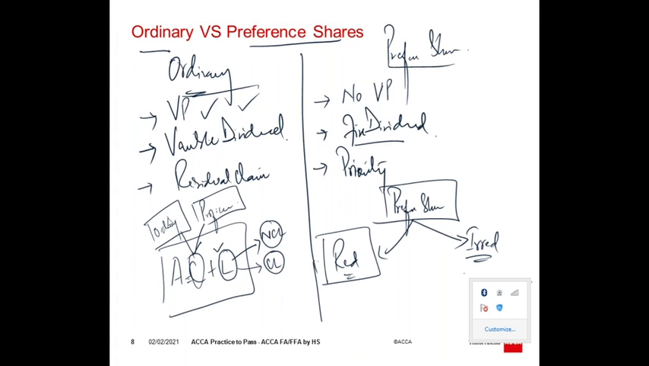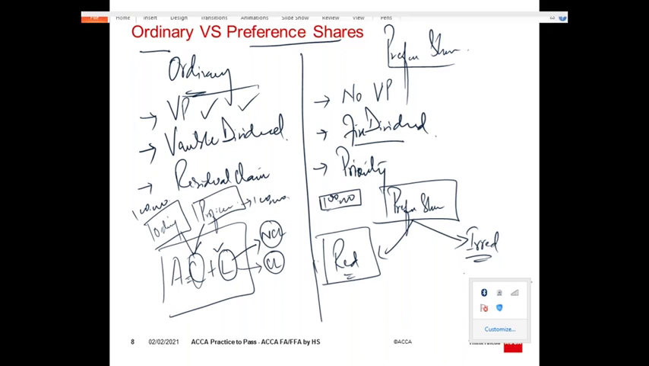Like if preference shareholders have invested 1 lakh, ordinary shareholders have invested 1 lakh, and a company has only 1 lakh rupees for distribution to the shareholders. It is not possible that the company can split this 1 lakh in half between ordinary and preference shares. First, you have to pay the full amount to the preference shareholders. If something remains, then you can pay the ordinary shareholders. That's why we always say that ordinary shareholders will get the residual claim. Residual claim means that if the company has sufficient funds, then it will pay the amount. Otherwise, the company does not pay the ordinary shareholders.